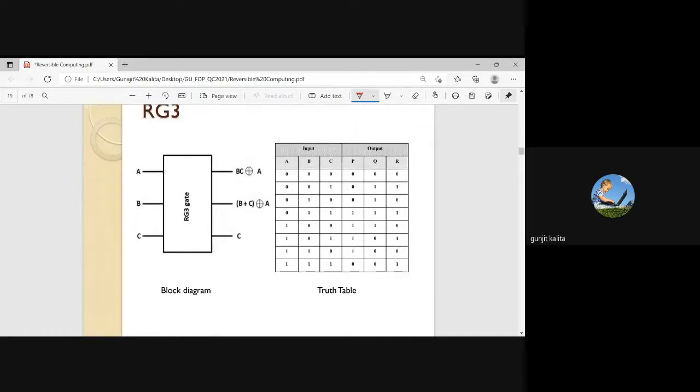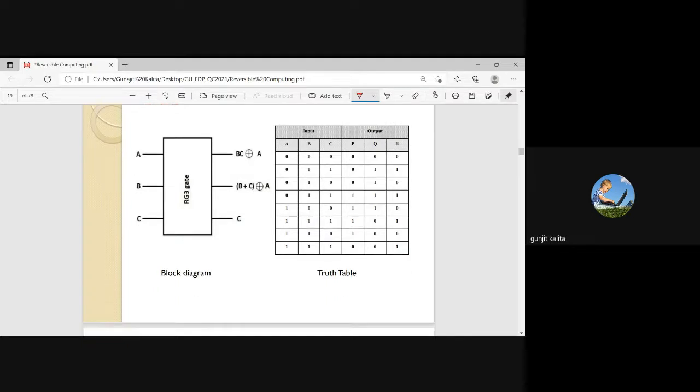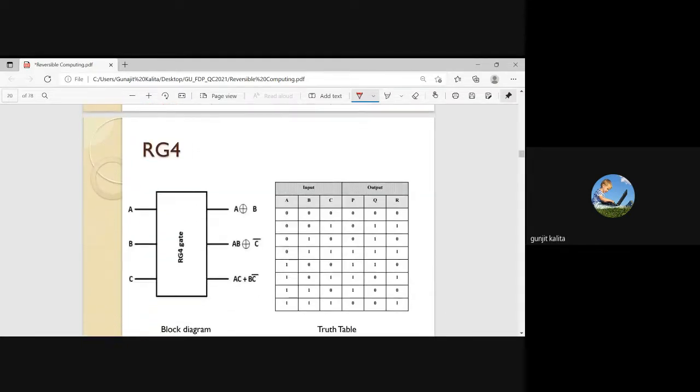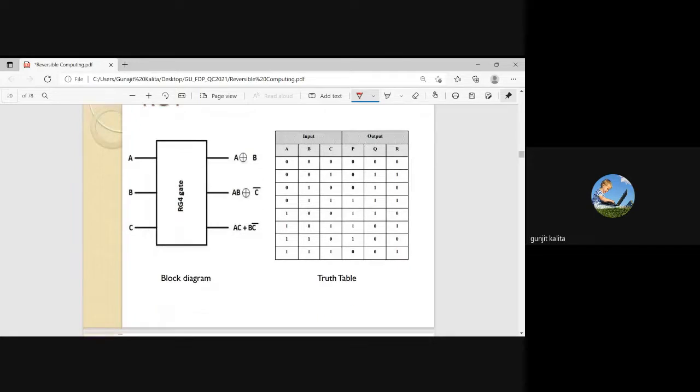It doesn't mean you write three lines over here and some functionality over the output side, and the same number of inputs and the same number of outputs, and things become reversible. No, this is not possible. You need to do this judiciously, right? Not always possible. This is another example.